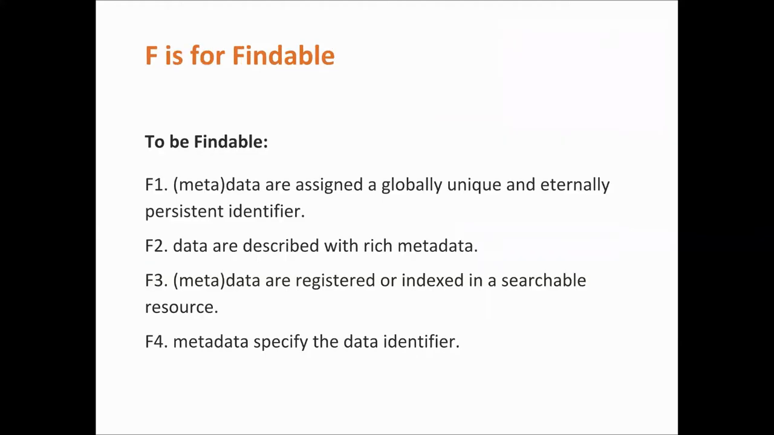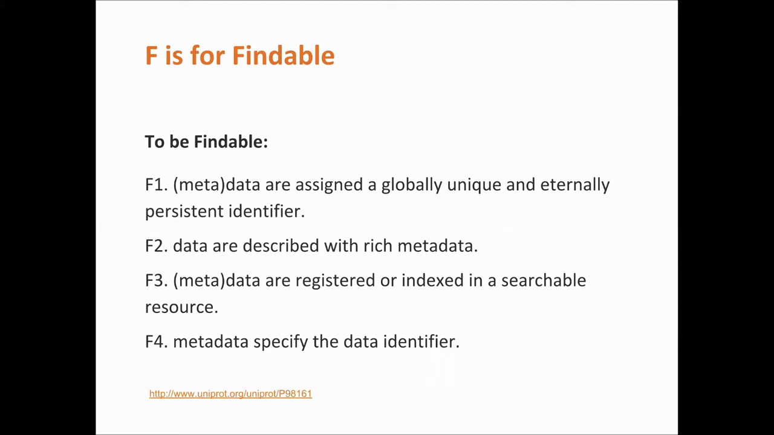But Findable can be summarized by data and metadata being easy to find by both humans and computers. With these principles, where you see brackets around the word meta, that means that the principle is applicable to both the data and the metadata. So starting with F1. Metadata and data are assigned a globally unique and eternally persistent identifier. Identifiers in this case means a link on the internet, for example, a URL that resolves to a web page that defines the concept, such as the information on a particular human protein. And we'll come back to that example link later in the webinar.